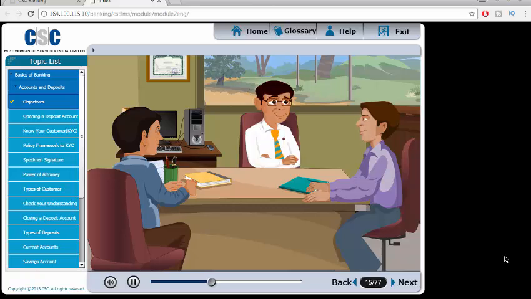So, how can one become a customer of a bank? Will you please let us know? Sure, Raj. In this session, we will learn about accounts and deposits. We will learn about the procedure of opening an account, various types of deposits, and operations in deposit accounts.